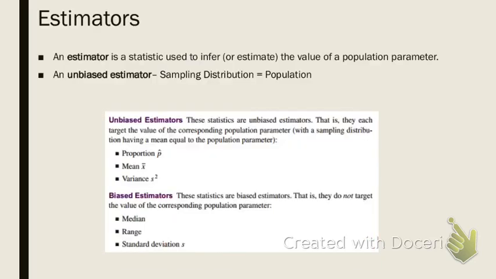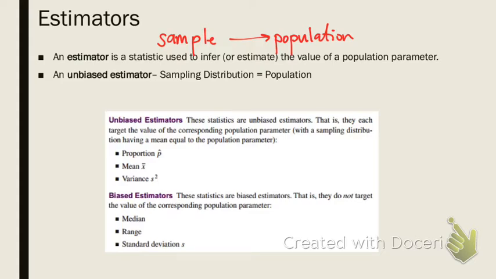Okay, next word is estimator. An estimator is a statistic used to infer or estimate the population parameter. So basically, an estimator is going from sample to population. That's the goal. So I want to go from a value I have in a sample, I want to estimate the population from that.